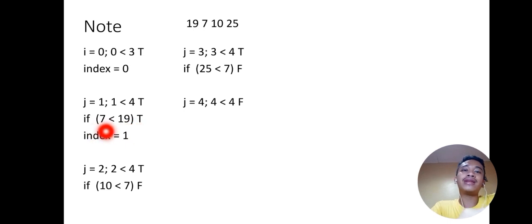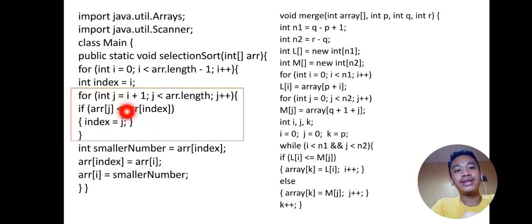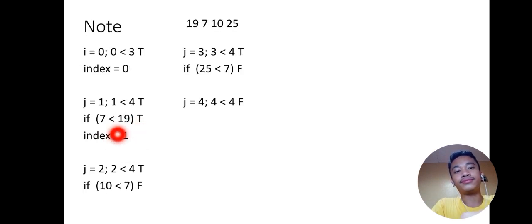And 7 less than 19 is true. Therefore, we need to perform index is equals to j, and the value of our j is 1. So we need to loop again and increment the value of our j, that is now 2. And 2 less than 4 is true, so we need to perform the if statement. So 10 less than 7 is false.